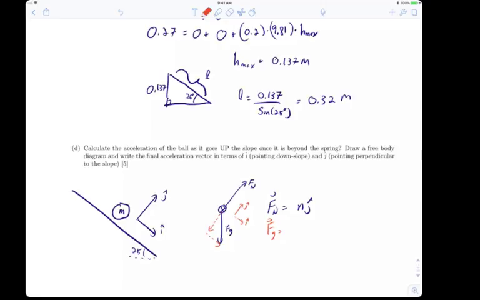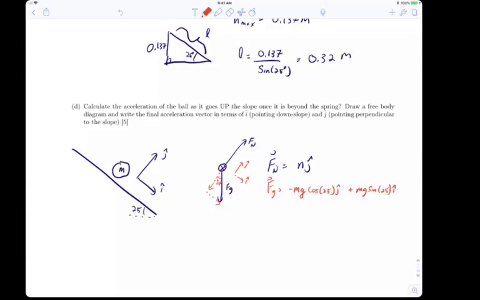Okay, so wait, what are the angles here? This one's 25 degrees. Yep. So in the j-hat direction, it's going to be minus mg cosine 25, and in the i-hat direction, mg sine 25. Okay. What do we know about the acceleration? It's got no part in the j-hat direction and some value in the i-hat direction. So F net is going to be 0 in the j-hat direction plus 0.2, the mass, times a in the i-hat direction.